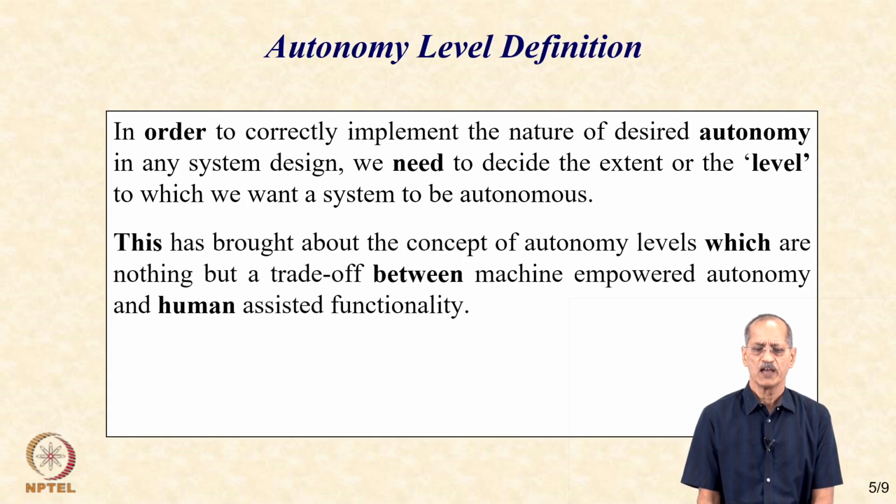And we have to also accept that at different levels of autonomy, there is going to be a trade-off between the extent of machine empowered autonomy and human assisted functionality, which means now there is going to be a give and take between these two aspects, that as you give up human assisted functions and take them to machine empowered functionality, you are going to higher level than the level at which you are currently there.